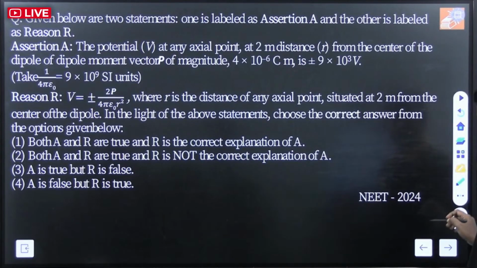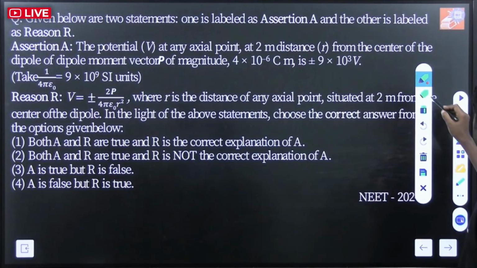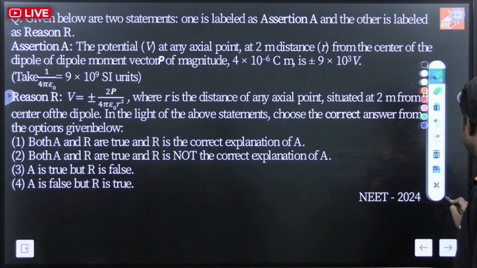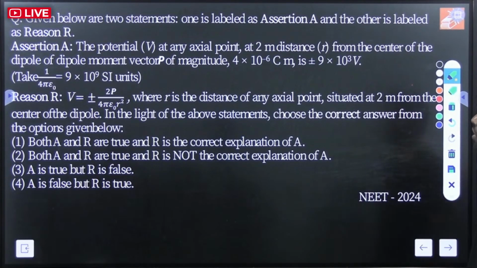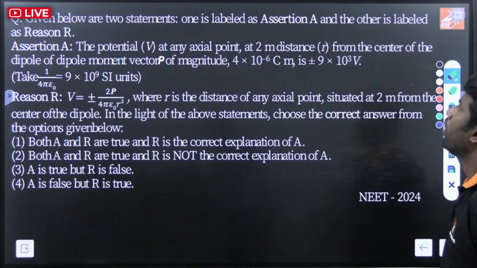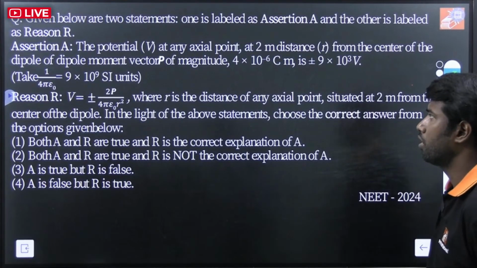Okay. So this question is also a recent question. Given below are two statements. One is labeled as assertion, another one is labeled as reason.